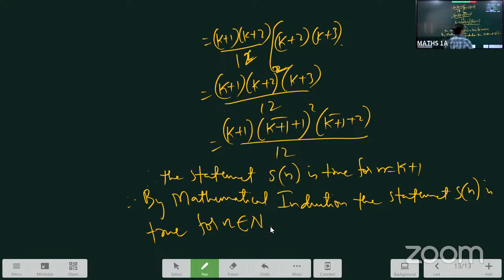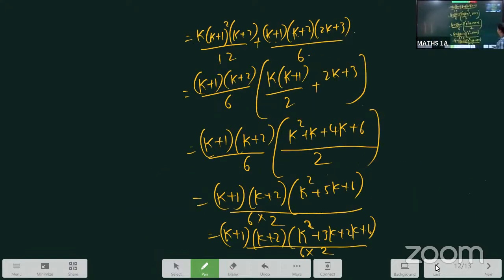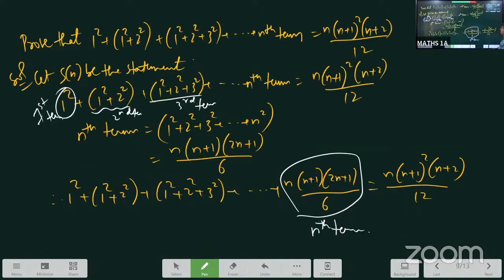So this, you can have a look. These are very lengthy sums. So nth term is not given. Find nth term first. That is 1 square plus 2 square plus 3 square plus so on plus n square, that is n into n plus 1 into 2n plus 1 by 6. Your n into n plus 1 into 2n plus 1 by 6 is your nth term. Okay.